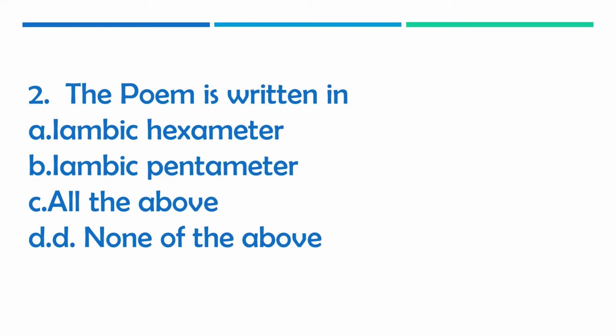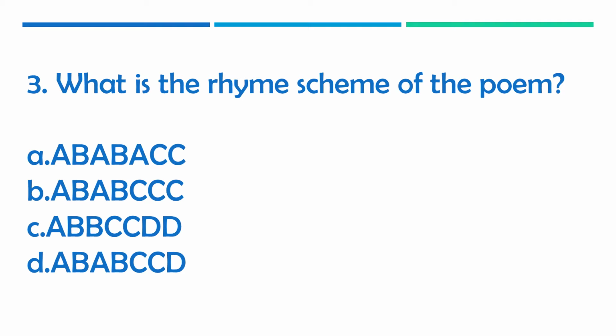Question 3. What is the rhyme scheme of the poem? A. A-B-A, B-A-C-C. B. A-B-A, B-C-C-C. C. A-B-B, C-C-D-D. D. A-B-A, B-C-C-D. The correct answer to this question is B. The rhyme scheme of the poem is A-B-A, B-C-C-C.